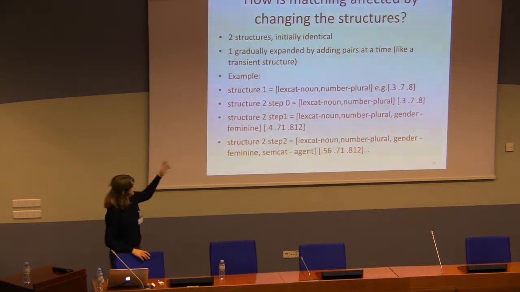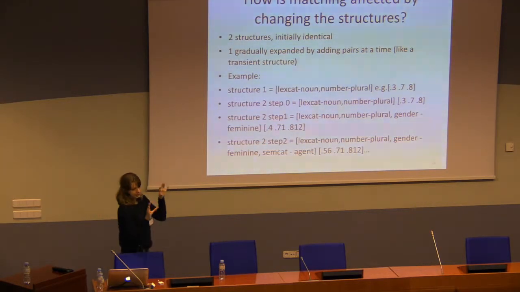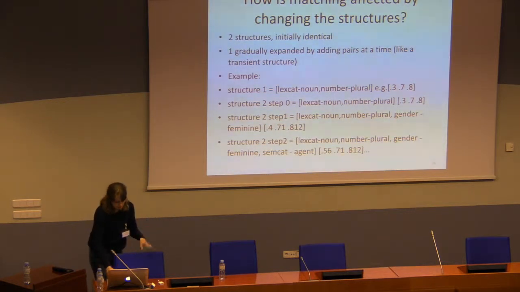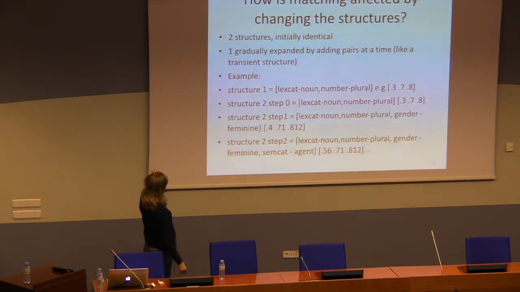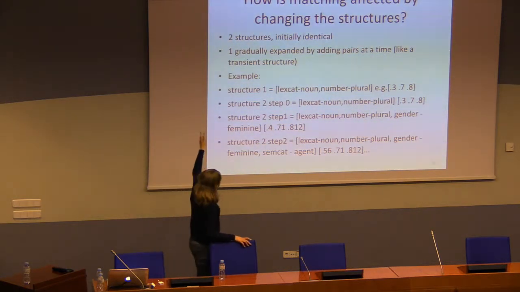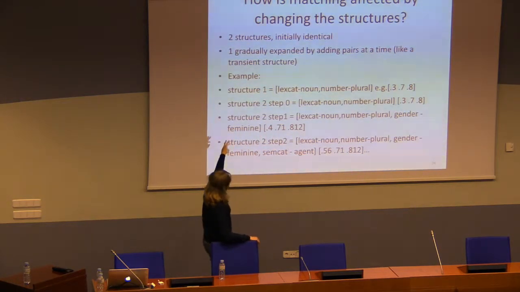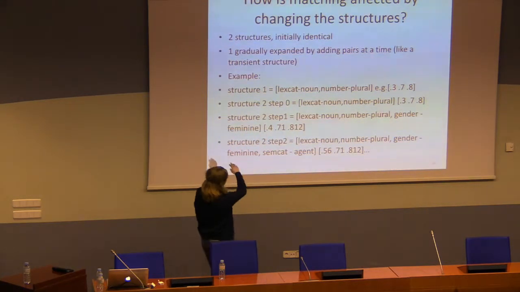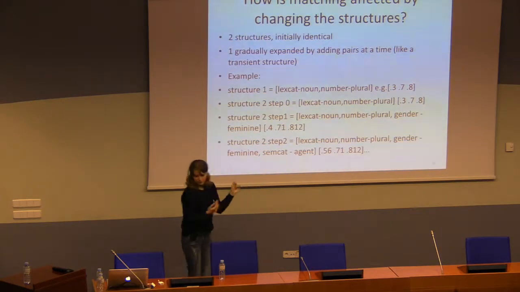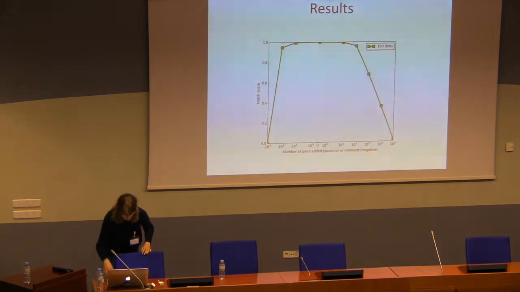So we started this set of experiments with two structures initially completely identical. And then with one of them, we're gradually either taking away pairs or adding pairs to see when they become dissimilar enough, and when will the system reflect it? Will we get the scores that we're expecting? So this is the example here, for instance. We have structure 1, which remains always the same, so it has lex, cat, and number, for instance. And structure 2 at step 1 looks identical, but at step 2 we are extending it with gender, and then at step 3, etc. So adding more values. And that's what we saw here.